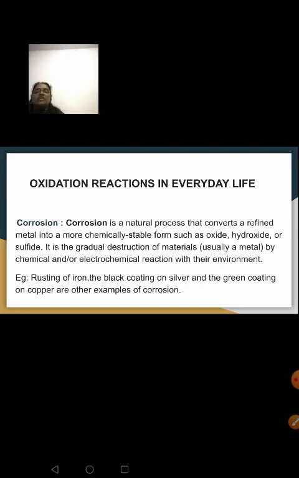So corrosion is a natural process that converts a refined metal into a more chemically stable form such as oxide, hydroxide or sulfide. It's a gradual destruction of materials by chemical or electrochemical reaction with their environment. Example, rusting of iron, black coating on silver and the green coating on copper are other examples of corrosion. If you learn what is given in your textbook, it is more than enough. Corrosion, you can give the example of rusting of iron.